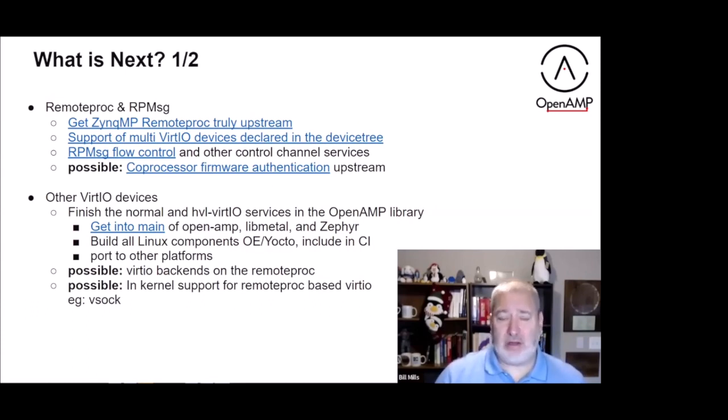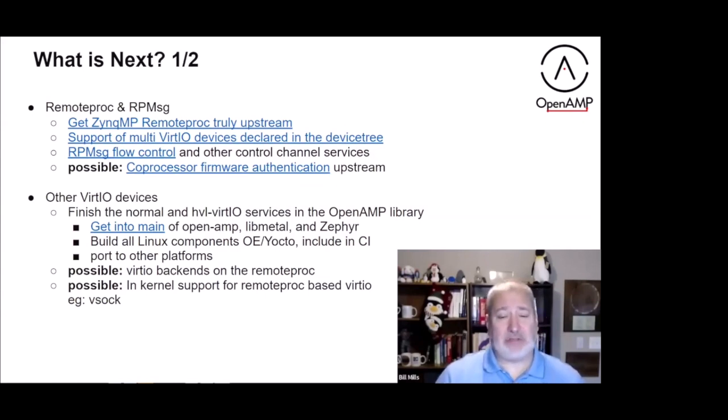On the VirtIO side, what Dan showed you today is in experimental branches of the library in Zephyr. So Dan wants to get that into the main branch of the libraries and whatever supporting code we need into mainline Zephyr. I want to be able to build the Linux side components of that in Yocto and OE and include that in the CI. And then we also want to port it to other platforms to show that it's something that you can use on multiple platforms.